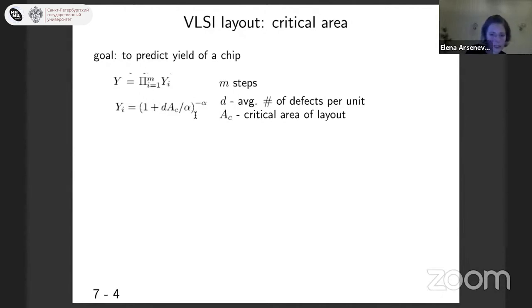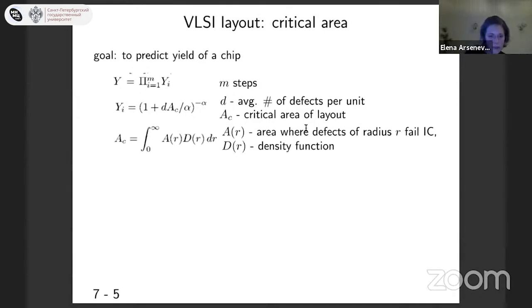It's calculated as follows, where alpha is just some parameter which is a heuristic, and D is the average number of defects per unit. If you have provided almost a vacuum, like no dust, nothing, then you know that this D is small. If you are in just a normal room, then probably you will have a lot of dust particles, etc. And this A_C is the important thing, which depends on how you draw your VLSI layout.